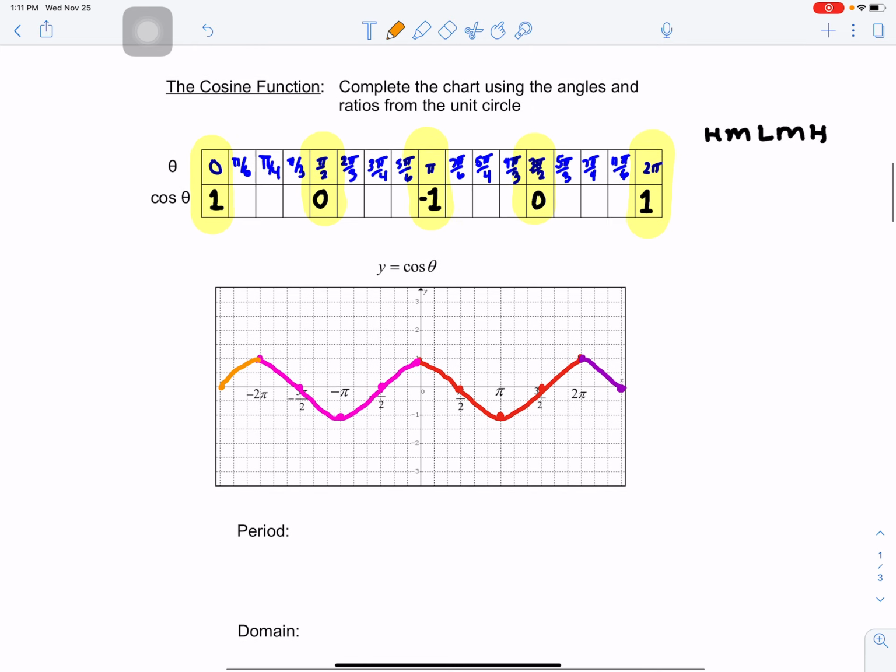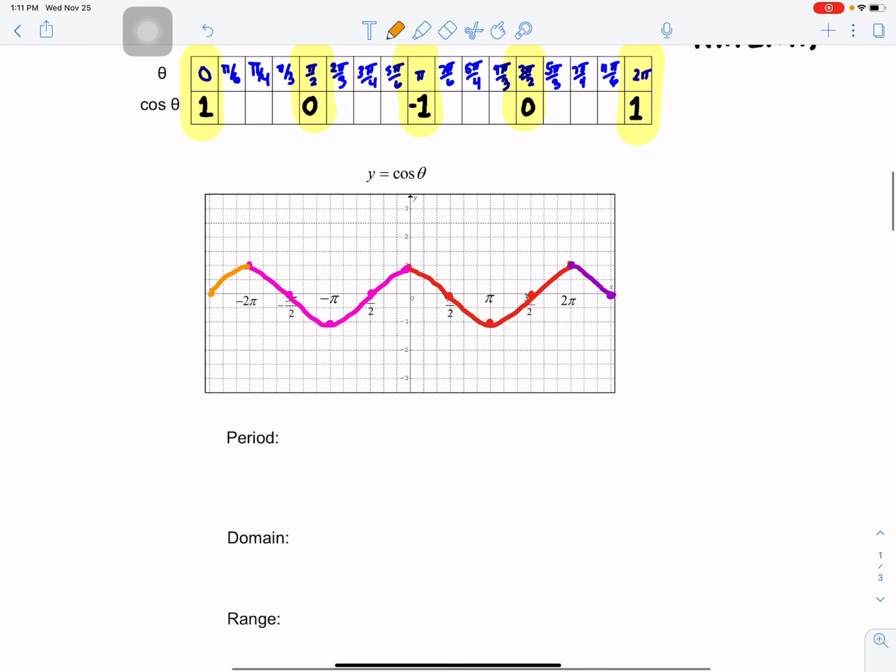So this would be my cosine function, and one cycle is represented in red. That's my traditional cycle, which is 2 pi, like going on the unit circle from 0 to 2 pi.